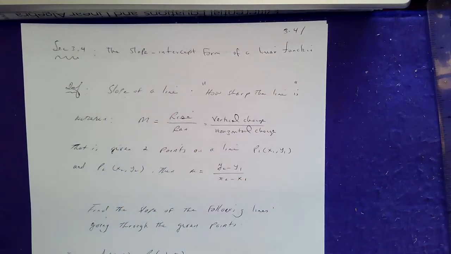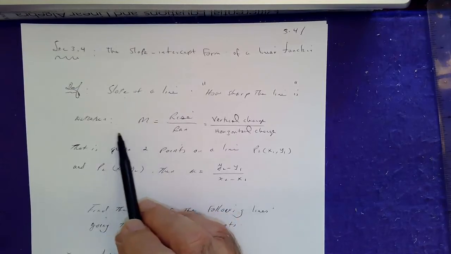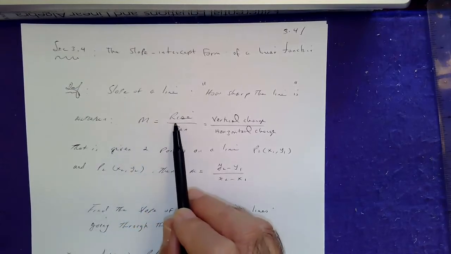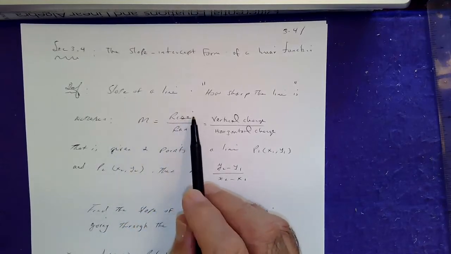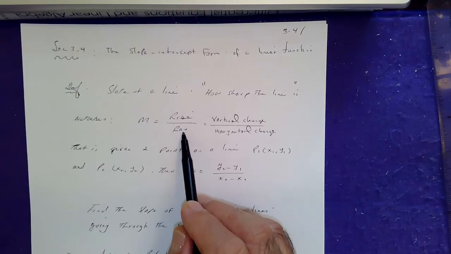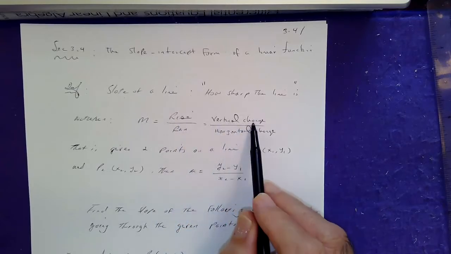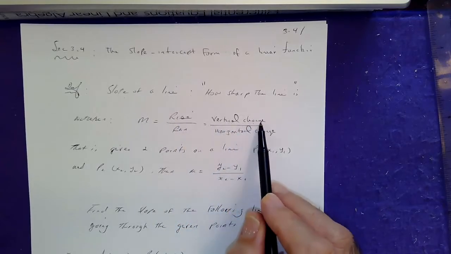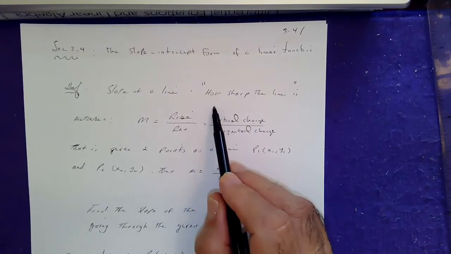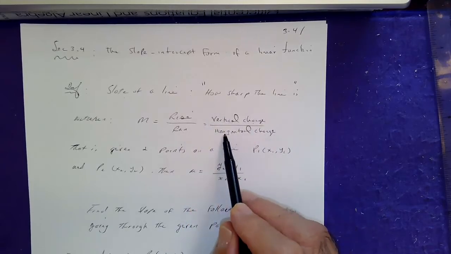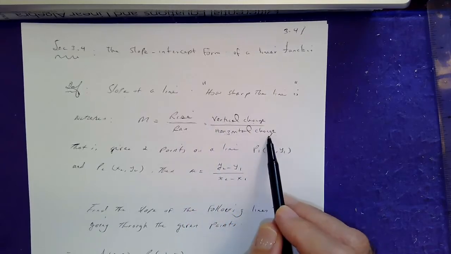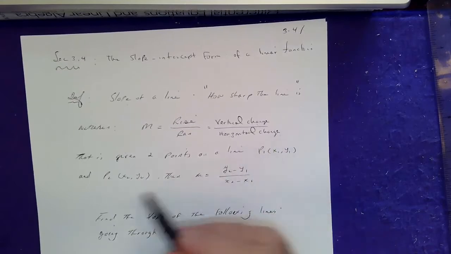The notation we use is m, which is lowercase m, defined as the ratio of the rise over run. It's the amount of vertical change if you go from one point to the next point on a line, divided by the amount of change horizontally. That determines the slope of a line.